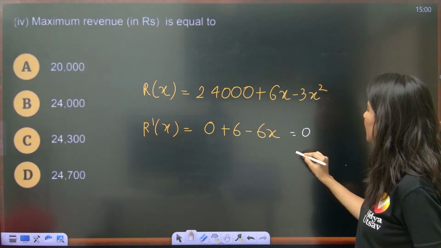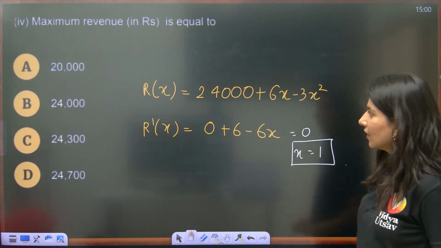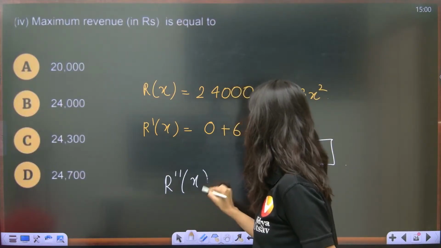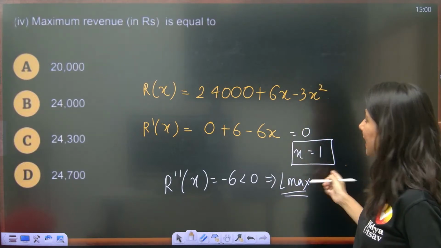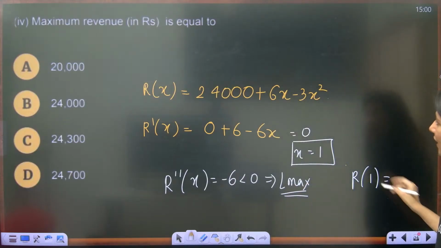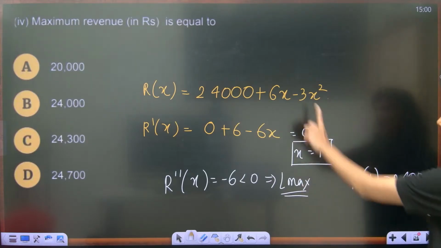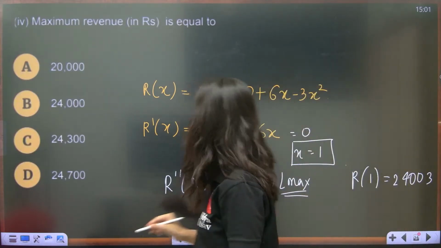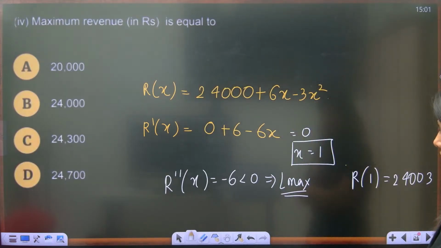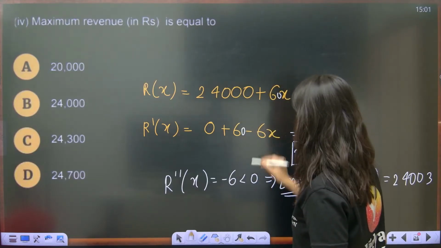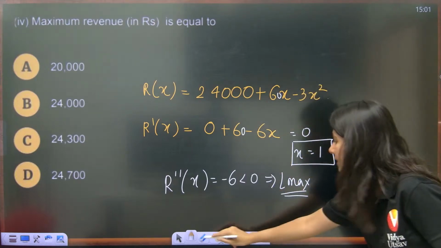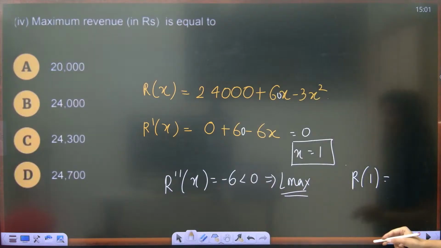R dash x equal to 0 will give you x equals 10. Now R double dash x is what, ma'am? Minus 6, which is less than 0. That means local maxima, so the maximum value is at x equals 10. So R of 10 will be the maximum value. Put x equals 10: 24,000 plus 600 minus 300, so plus 300.